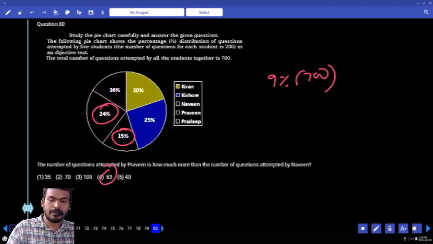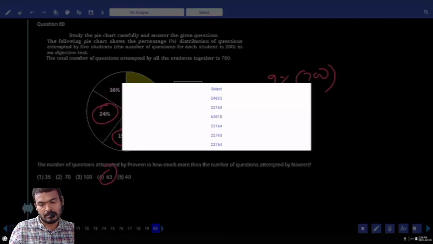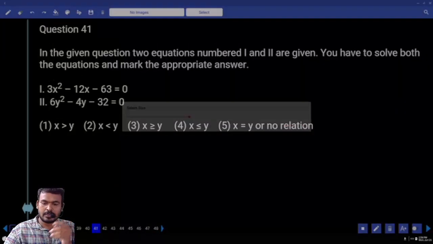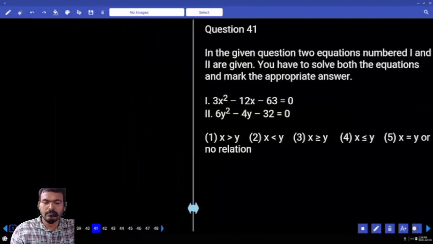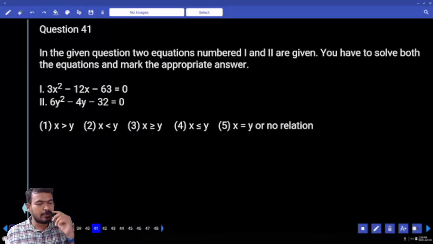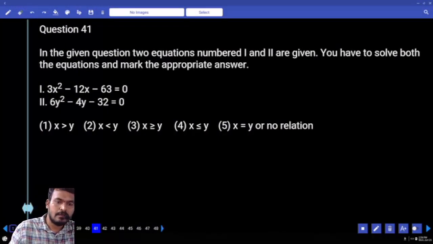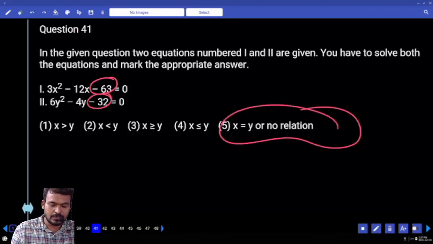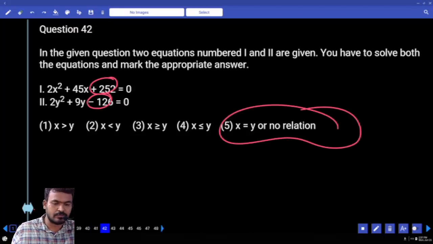Next PO paper. Question number 41. I think 41 question, free question. First one, constant term is negative. Second equation also, constant term is negative. Both the equations' constant terms are negative, means what is the answer? No relation. Next question number 42.